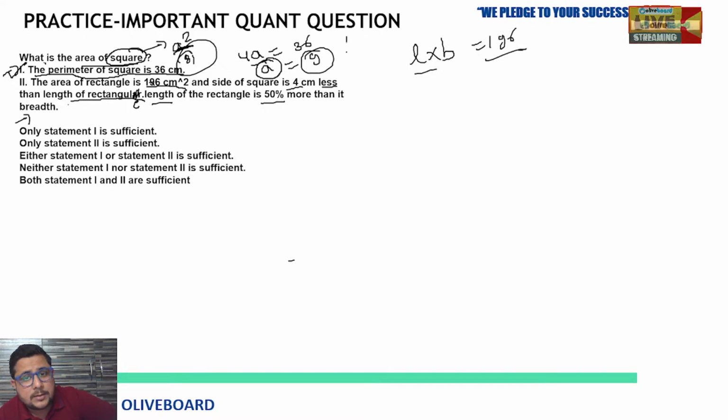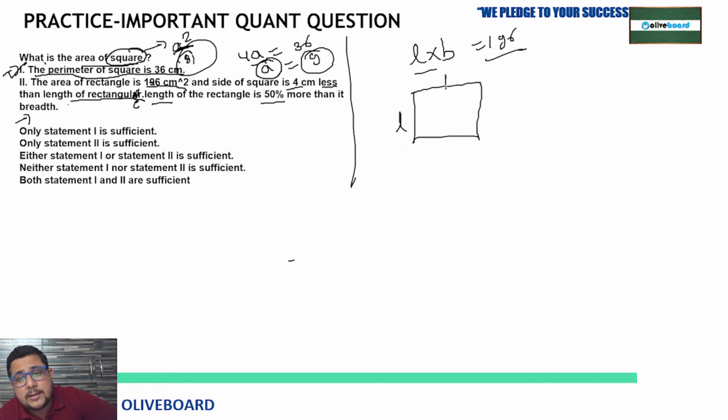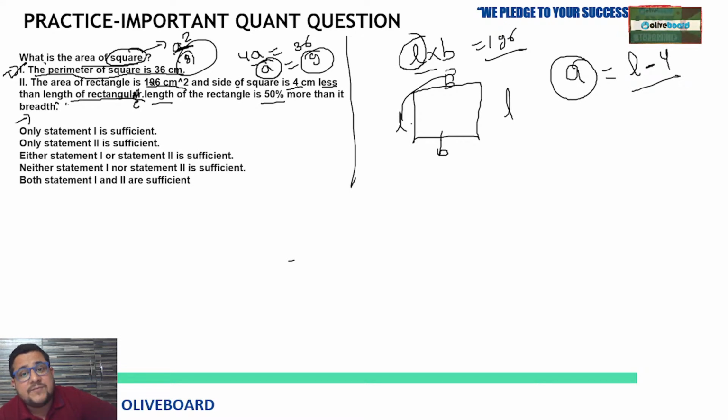We are talking about the rectangle, so L multiplied by B, length into breadth. The side of the square is 4 centimeters less than the length of the rectangle. We need to find the square area, so we need the side of the square, and that is 4 less than the length of the rectangle. If we can calculate the length, then we can easily solve it.